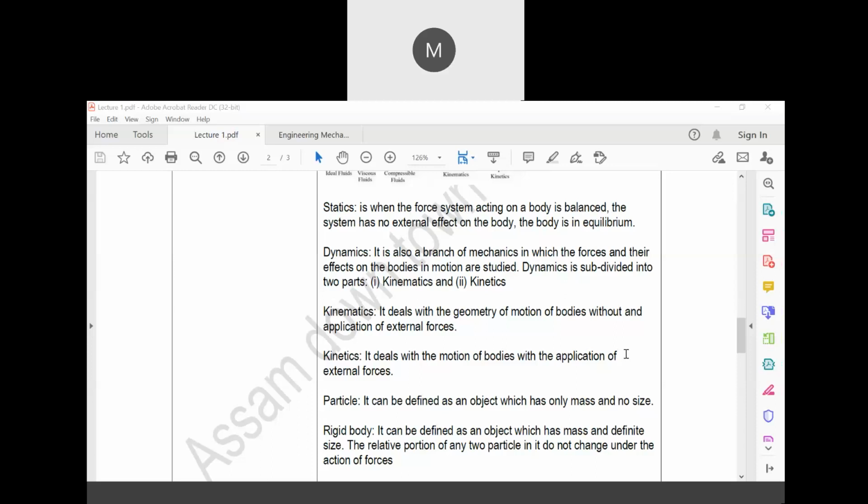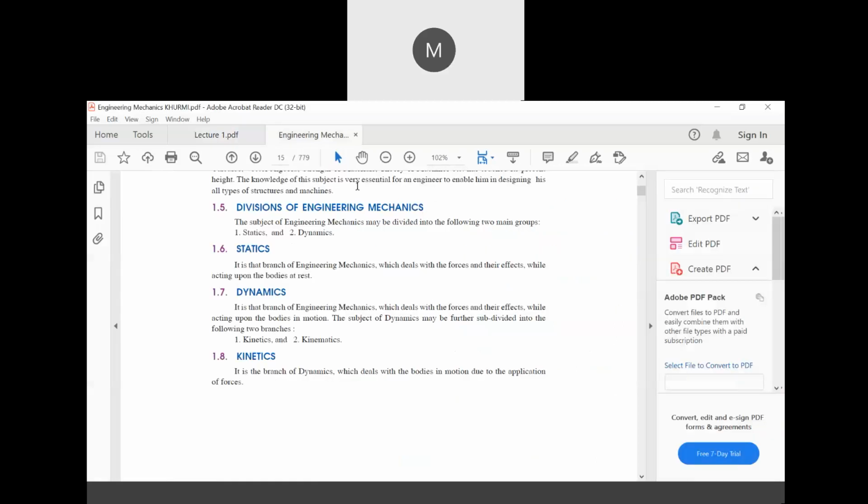Do you understand what I'm saying? Suppose on application of external forces that body is changing its shape, then that whole concept of rigid body is altered. So definitely there is no exception here. If it is rigid, then it has definite mass and definite size. Is it clear now? Yes, sir. Okay, good.